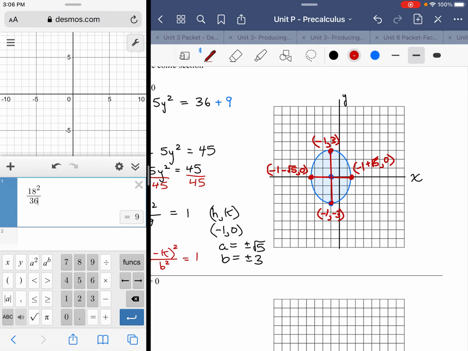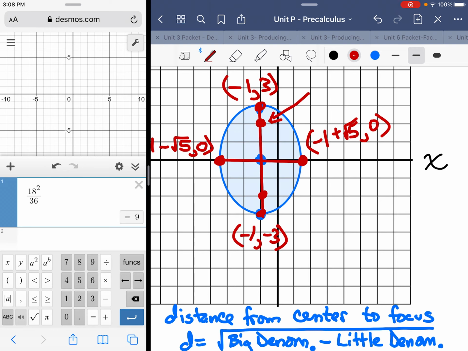So the square root of 4, which is 2, plus or minus. All right, so that would be telling me that I'm going up and down 2 units from the center of the ellipse. All right, in which case I'd have a focus point here at -1, 2, and another focus point here at -1, -2, always on the major axis.